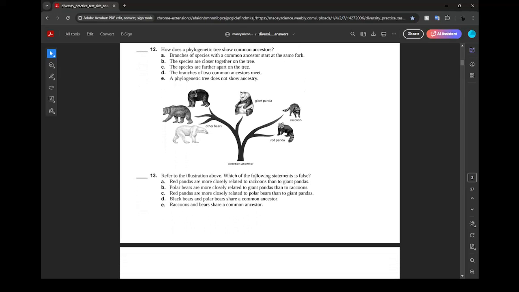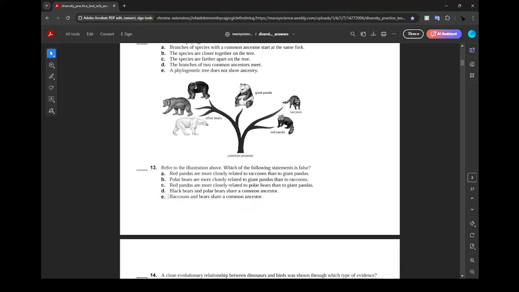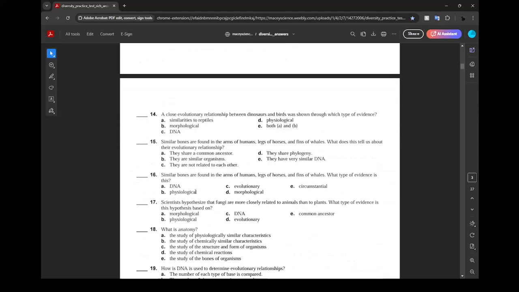Which of the following statements is false? Red pandas are more closely related to raccoons than giant pandas. That is true. Polar bears are more closely related to giant pandas. That is also true. They come from this branch, while red pandas are all the way over there. Red pandas are more closely related to polar bears. That is a big fat lie. So C is the only one out, but we're going to read the rest. Raccoons and bears, that is definitely true. All of these share the same ancestor. Black bears and polar bears have a common... oh, okay, that's just dumb. All right, it gave you two free options, so 13 is C for sure.